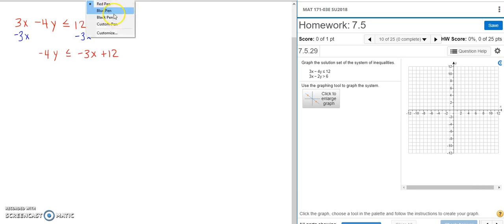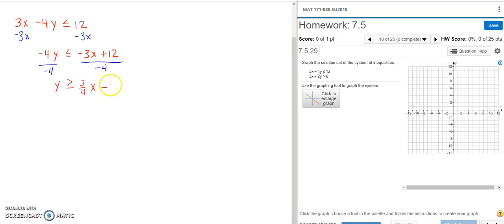When you divide or multiply by a negative number, you have to remember to flip your inequality sign. That's the only thing that you really have to remember that's different about inequalities. Negative 3 divided by negative 4 is positive 3/4. 12 divided by negative 4 is negative 3. So that's our first one.